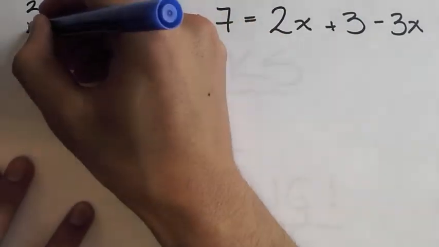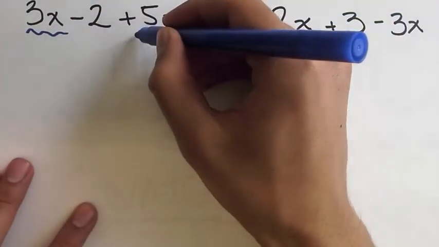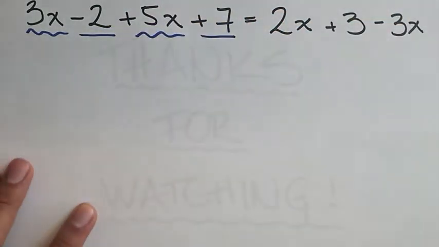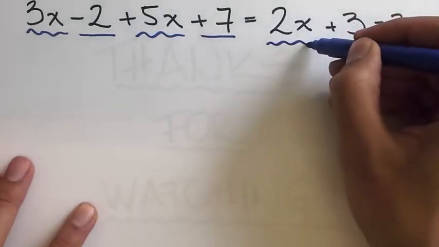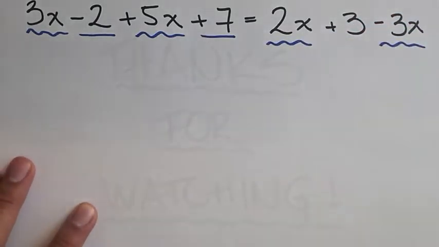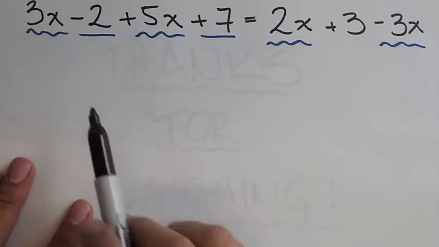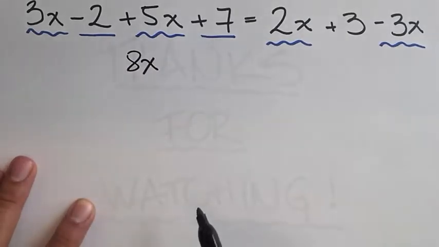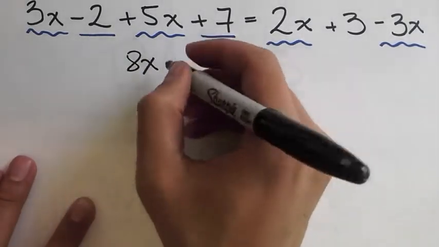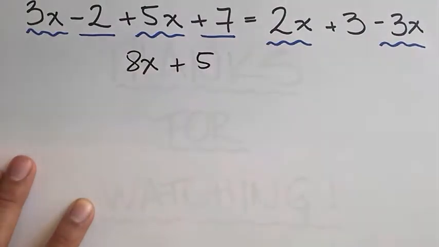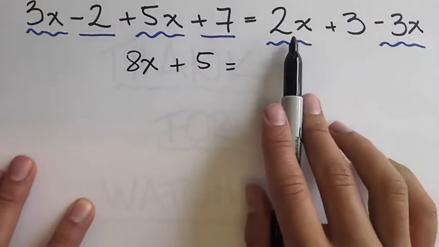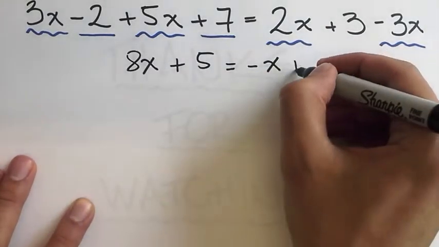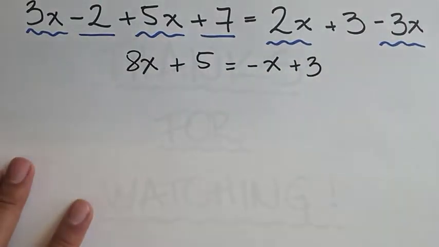Let's identify similar terms. We have 3x, we have 5x, and we have negative 2 and 7 on the left side. And then we have 2x and negative 3x on the right side. When you perform the operations, 3x plus 5x, you obtain 8x. When you perform negative 2 plus 7, you obtain an addition by 5. On the right side, 2x minus 3x would give you negative x. And 3 stays the same as nobody played with him.